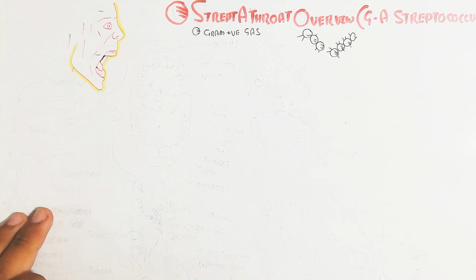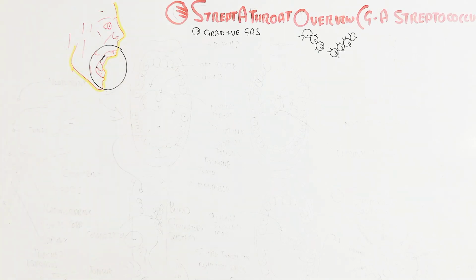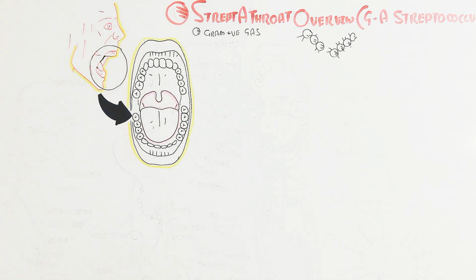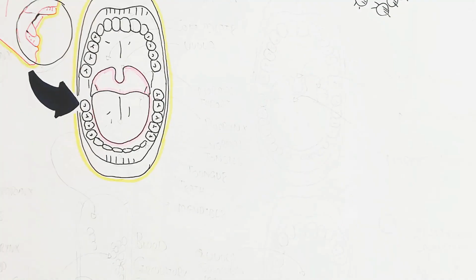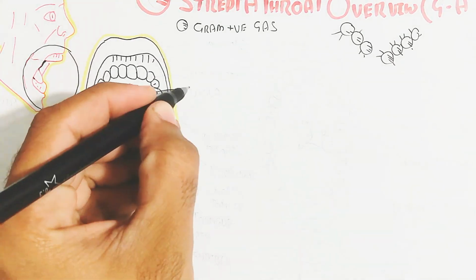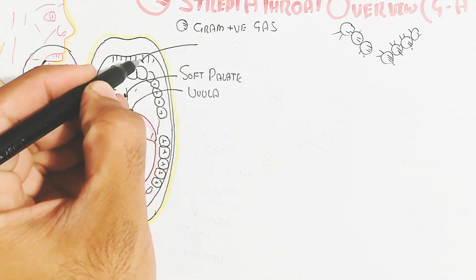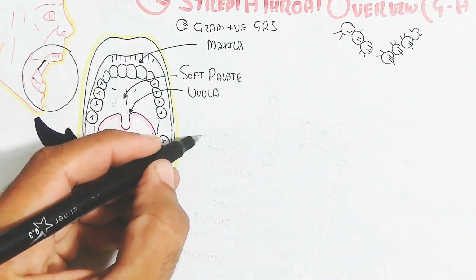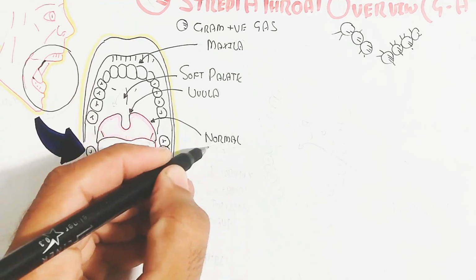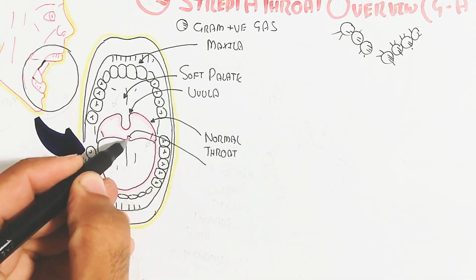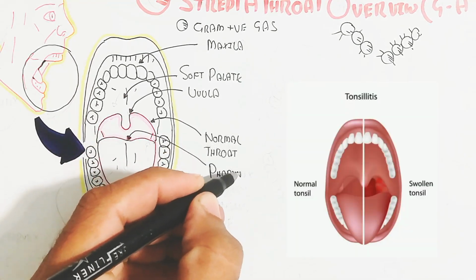Basically, here is a person with a normal throat, which we will discuss first. In a normal throat the uvula and the soft palate are the same, without any change. It is the initial stage of the infection, that is the incubation period. Here are the maxilla and mandible, and this is the normal throat and normal tonsil.